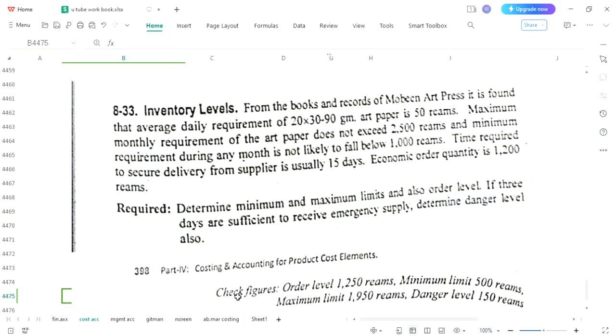Hey guys, hopefully everyone is doing well. Today's target is to solve question number 8.33.